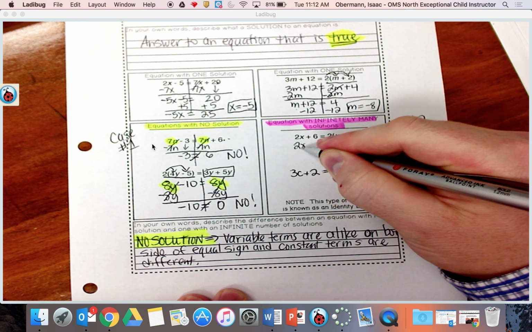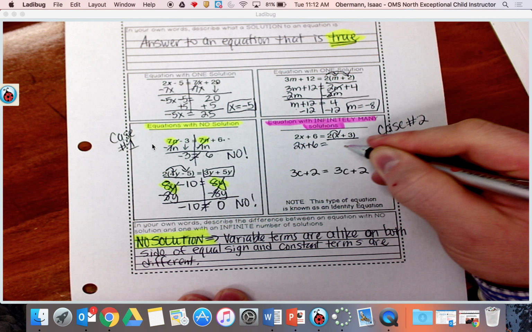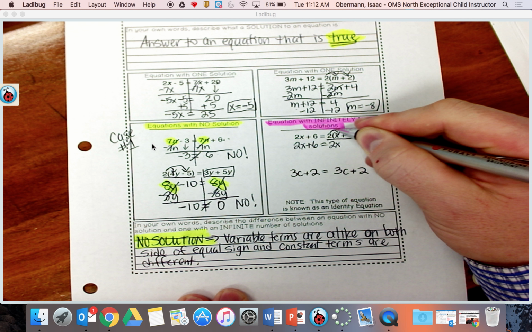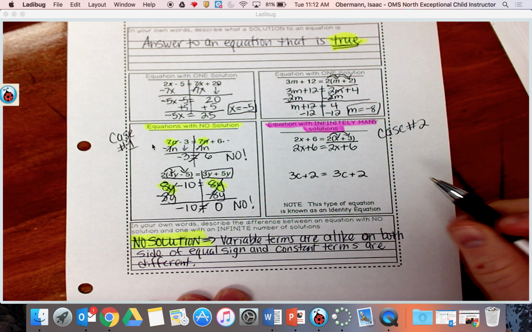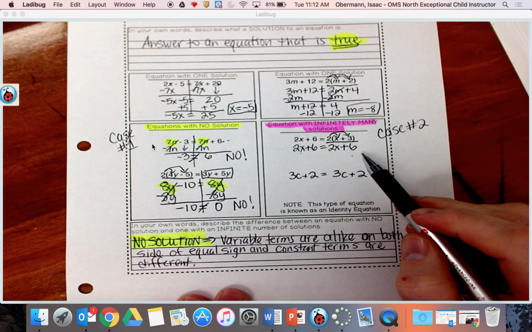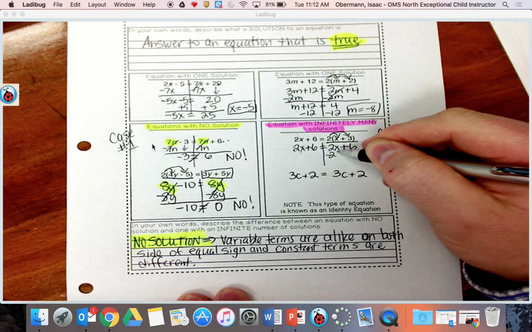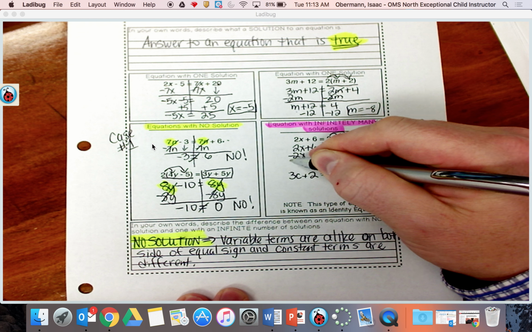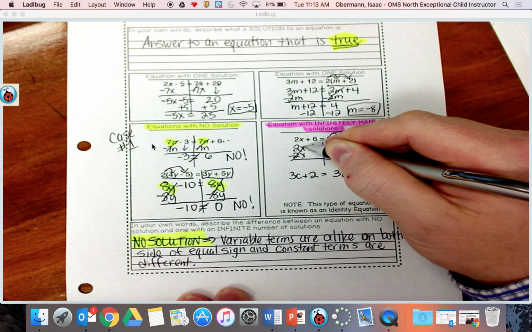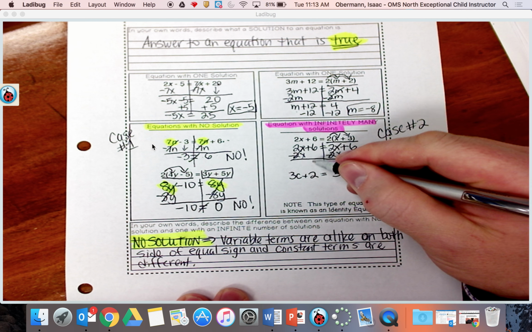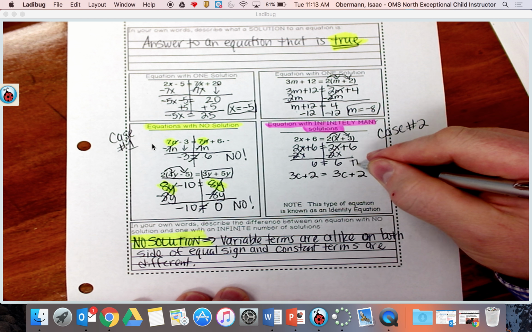So I get 2x plus 6 equals, multiply the 2 times x, and the 2 times the 3. And I end up with something like this. I can solve this problem if I wanted to by moving the x's over. The 2x and 2x go away. And all I'm left with is 6 is equal to 6. And that is true.